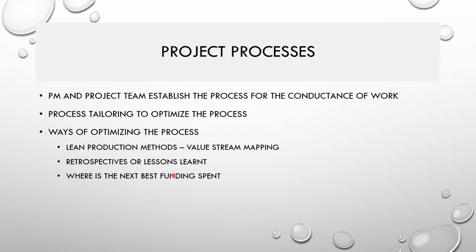And the retrospectives or lessons learned is another way of optimizing the process. In adaptive methods, you use a retrospective on every sprint or every iteration. In a predictive method, you will use the lessons learned for every milestone, for every phase. So you learn and understand what is going wrong, what is going right, and then realign your process. And what is the next best funding spend? That helps the product owner understand what is the best project we can choose. This is a very important question for a project manager or a product manager, to understand where we put the money for the next project.